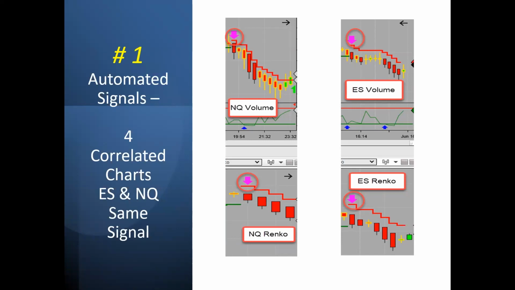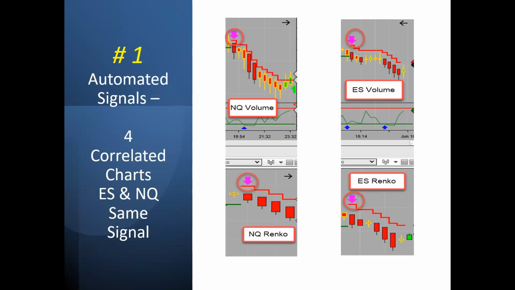And on the bottom 2 screens, I've got my Navi Renko charts, the NASDAQ and the E-mini Renko chart. You can see I'm getting sell signals on all 4 charts. Magenta arrows are the sell signals. Okay, so I've got 2 different correlated markets. I've got 2 different chart types, volume and Renko.